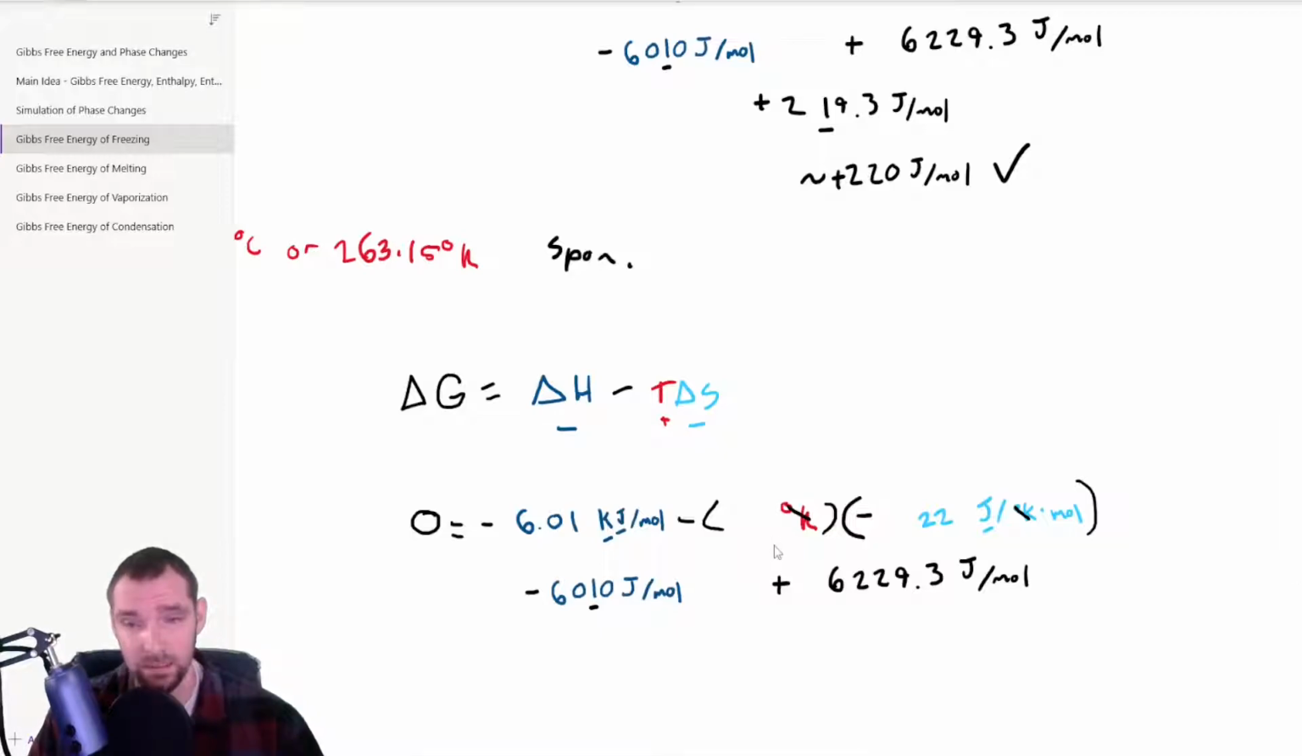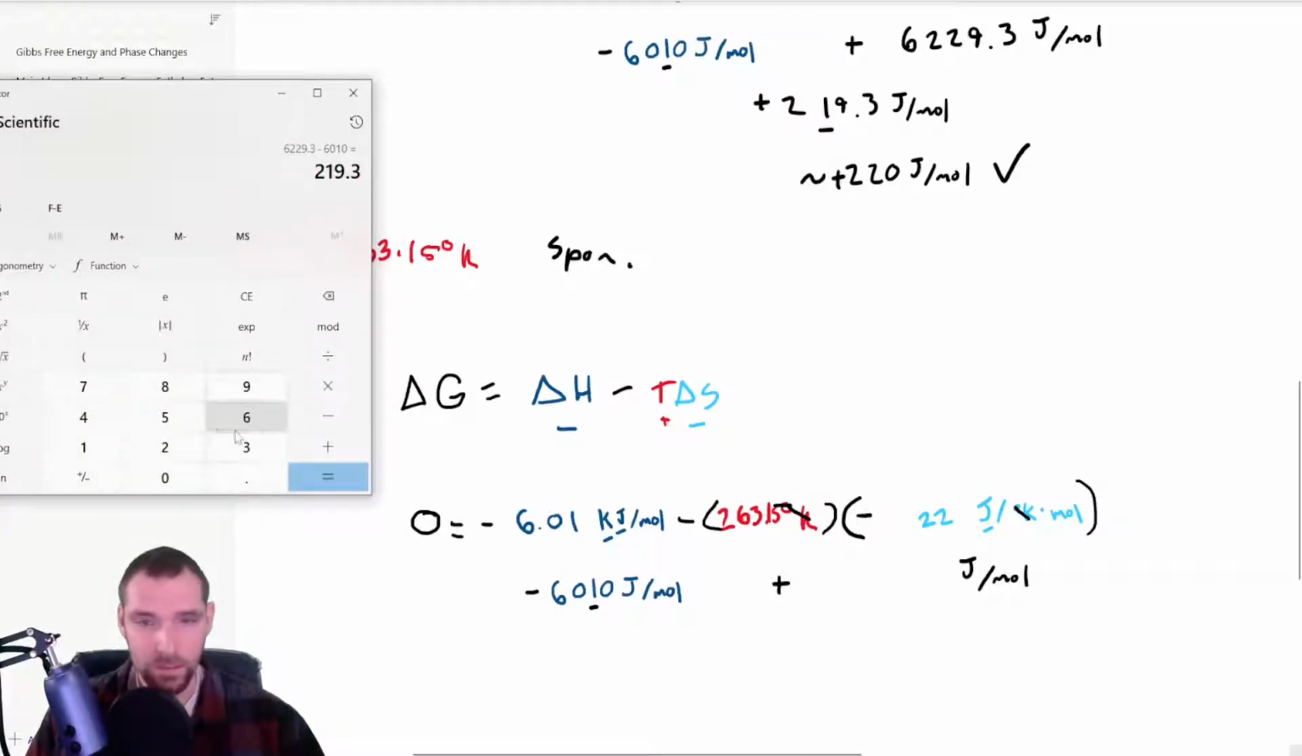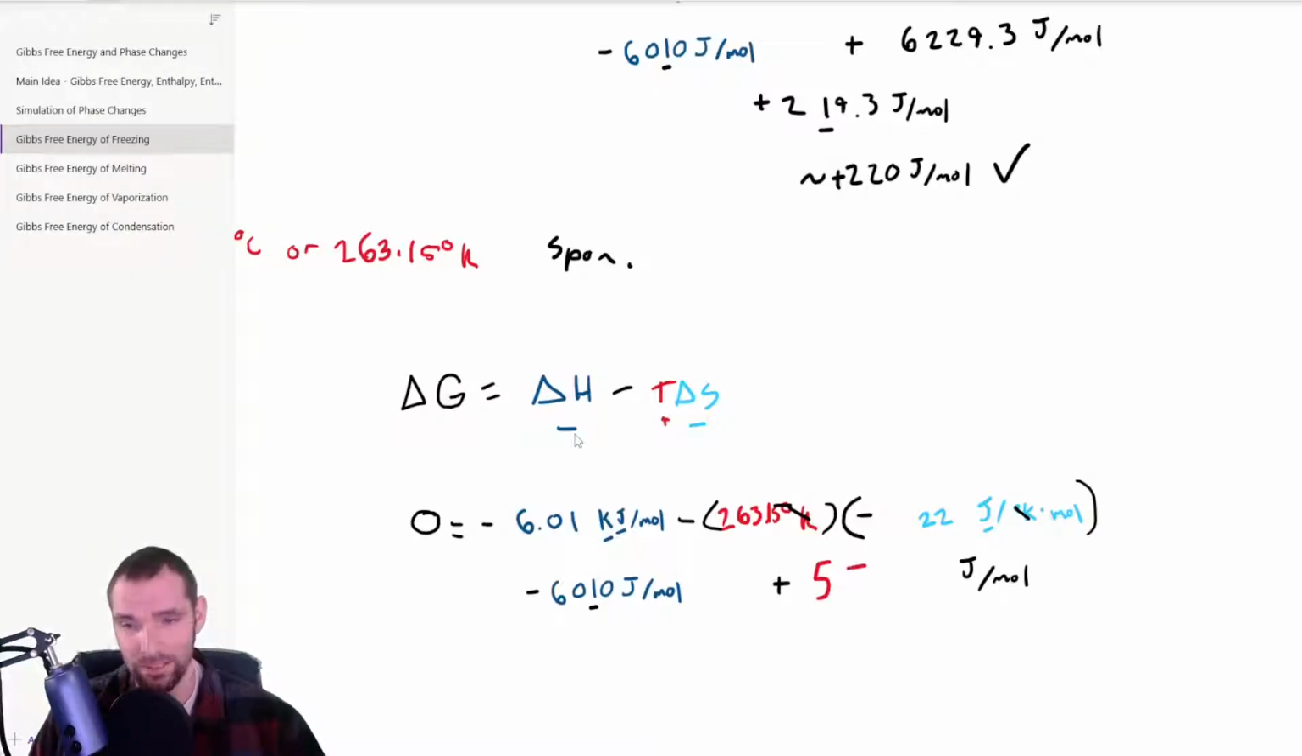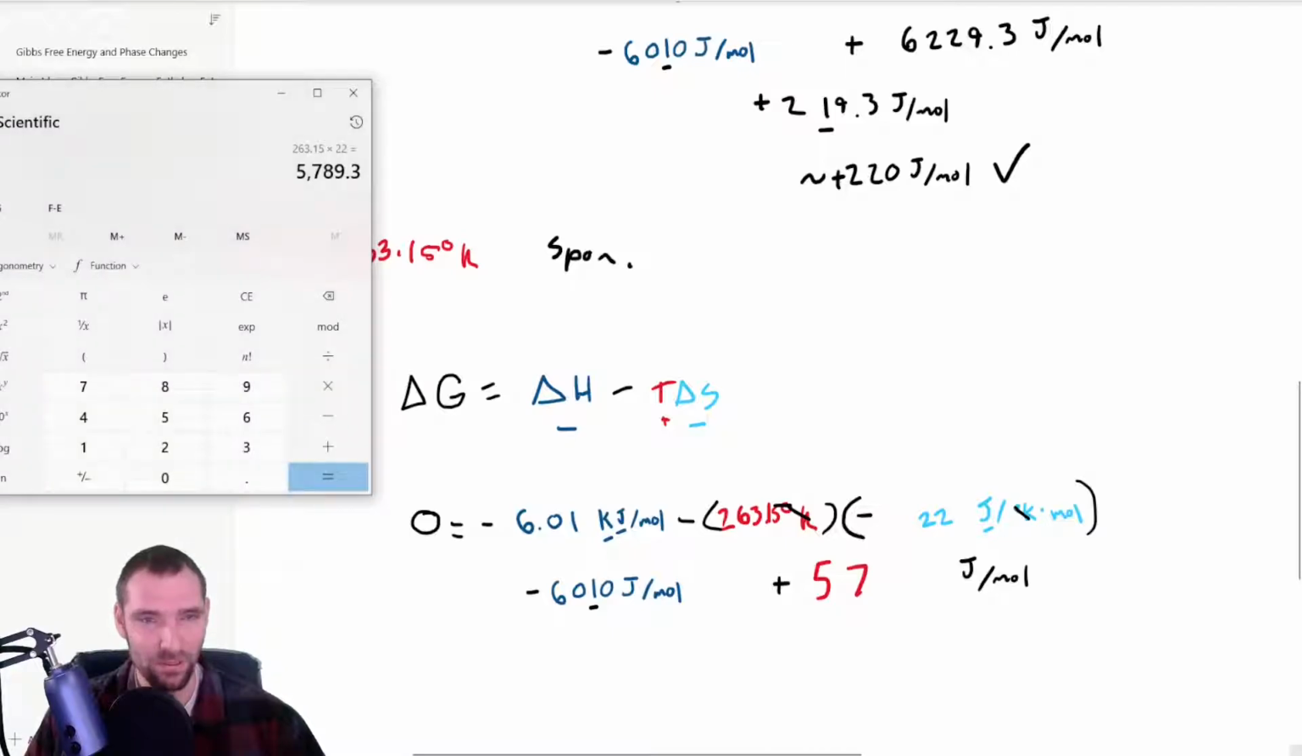So we've got the 263.15. And if we multiply that by the 22, let's see what we get. So we got 263.15. And yeah, like I said earlier, these numbers are not perfect because we're in non-standard temperatures, right? So these values aren't exactly accurate, I mean, technically, but they're close enough.